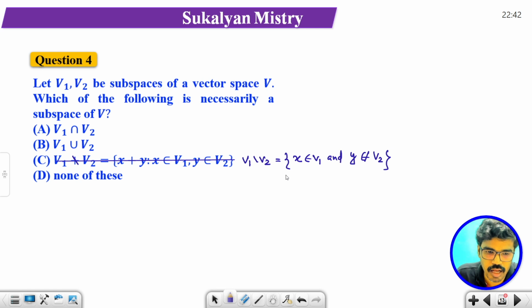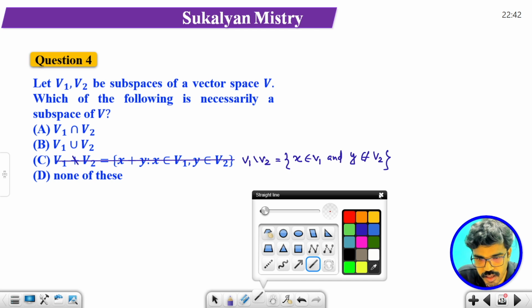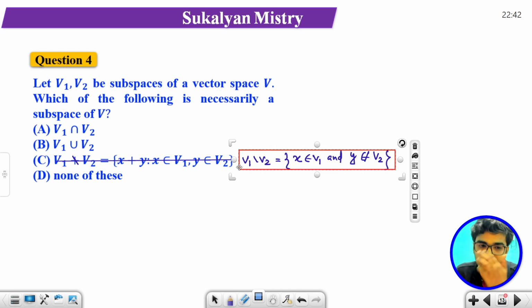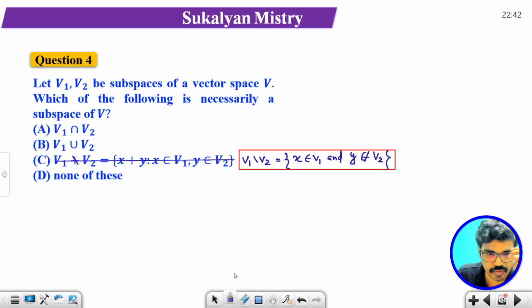Okay. Please correct this. V1 slash V2, that is a difference of two sets. So X belongs to V1 and Y does not belong to V2. Okay? So which of the following is necessarily a subspace? Just see, intersection of two subspaces, that is a subspace, but union of two subspaces is not a subspace. Okay? Linear sum, that is a subspace.